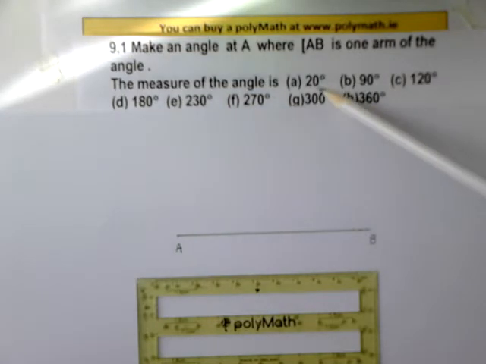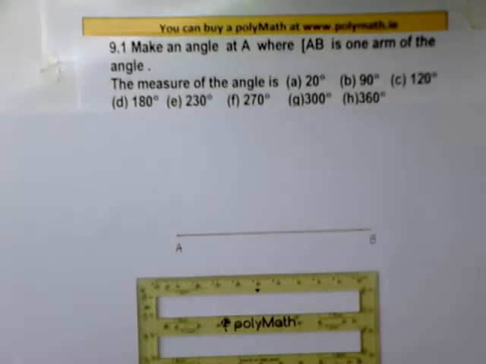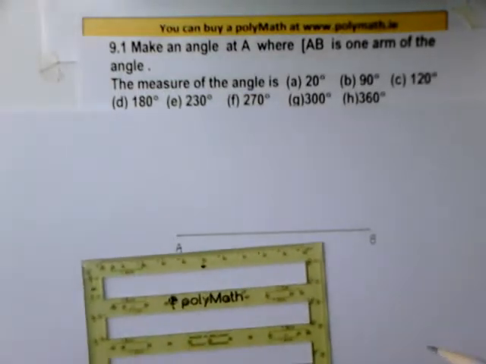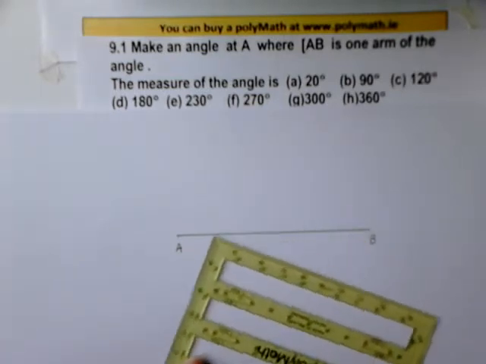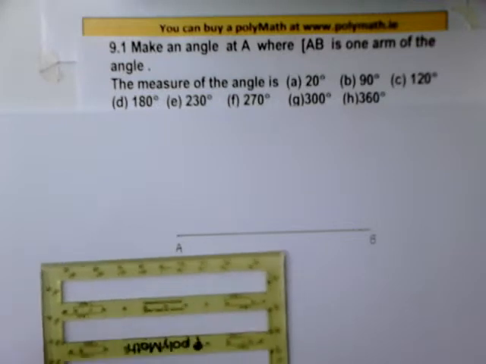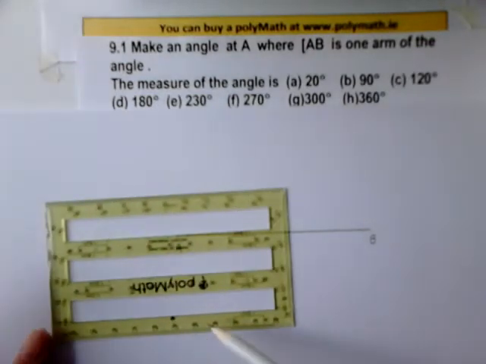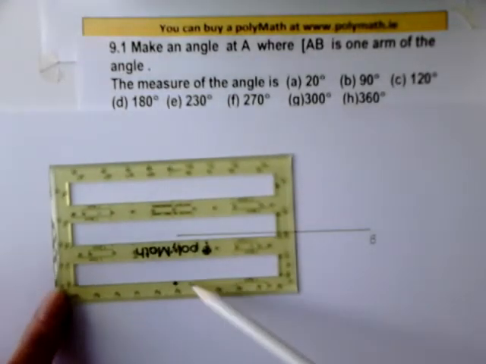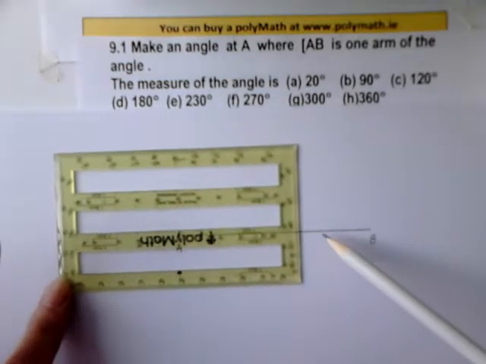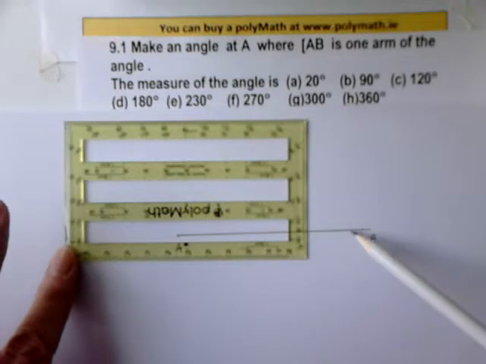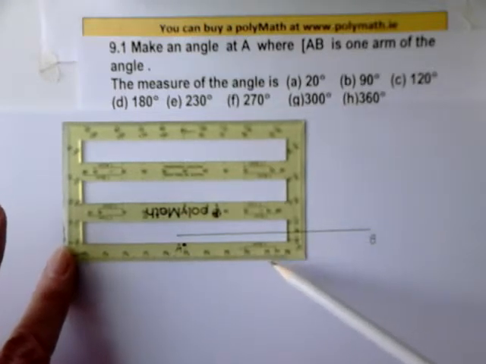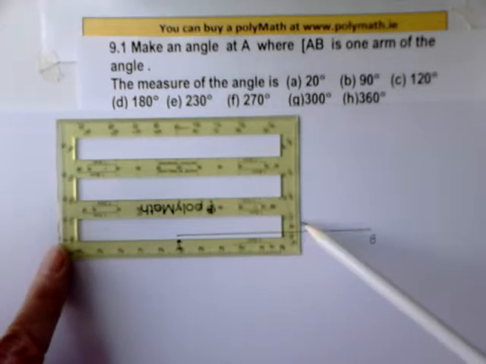So the first angle I'm going to make is 20 degrees. 20 degrees is smaller than 90, so it's called an acute angle. So I'll place the polyMath, using it as a protractor, with this little arrow here at A, and this edge just along the line so that the zero line of the angle is on that line there, on that ray, to be more technical.